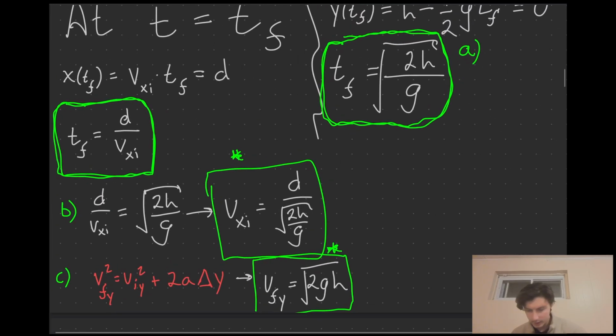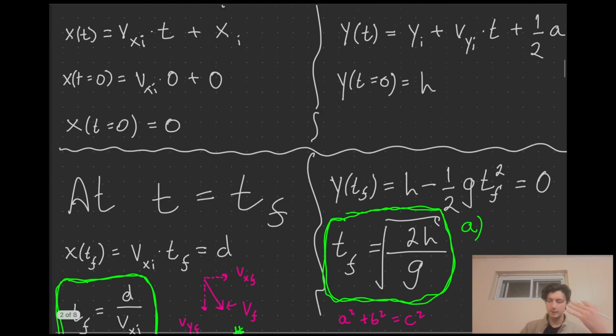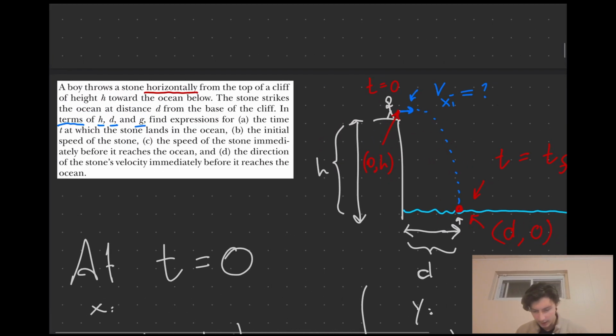I'm going to draw a very tiny picture right here. So the rock falls like that, right? We found over here, this is the Vx final, and we found this over here. This is the Vy final, and this is the V final. So what we can do is a squared plus b squared equals c squared. We find c squared, we're going to find the magnitude of the final velocity, and that is going to answer question number C, part C. The speed of the stone immediately before it reaches the ocean. Speed meaning magnitude of the vector. But we needed the components to find that magnitude, so keep that in mind.